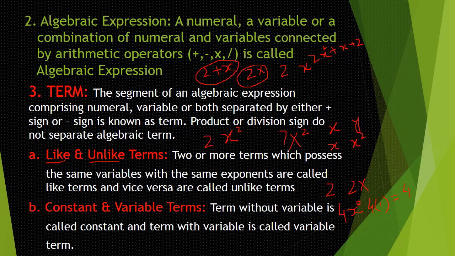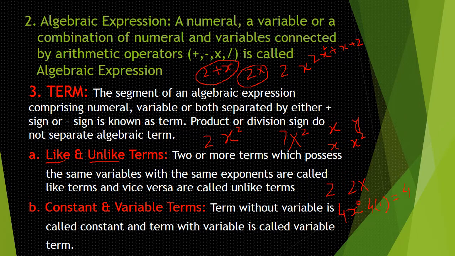Unlike terms are those terms which have different variables or different powers of their variables. For example, here x and y. So x and y are unlike terms. Or if I write x and x square, then x and x square also are unlike terms.